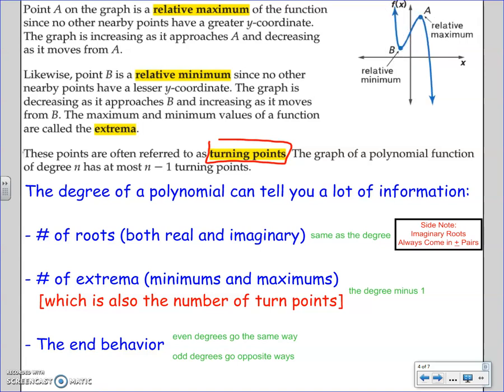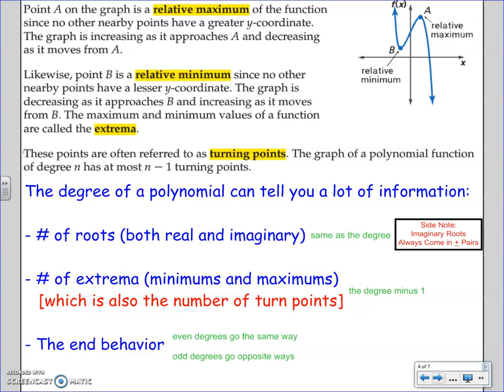Alright, anything else? That should be it. I would copy this down. The degree of the polynomial tells you a lot of information: the number of answers, the roots. Now this is real and imaginary, and that's always matching the degree. And remember, imaginary roots always come in plus-minus pairs when we do the quadratic formula.